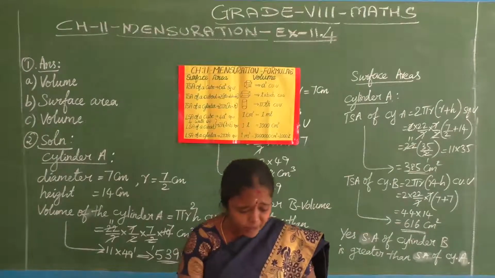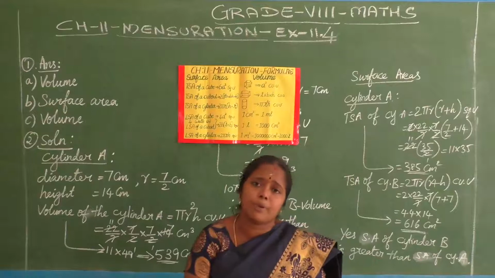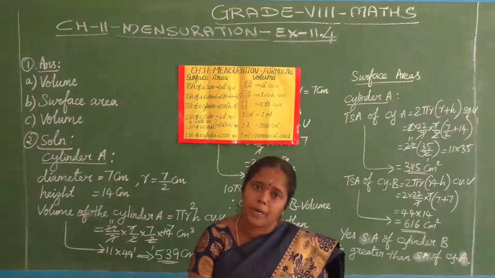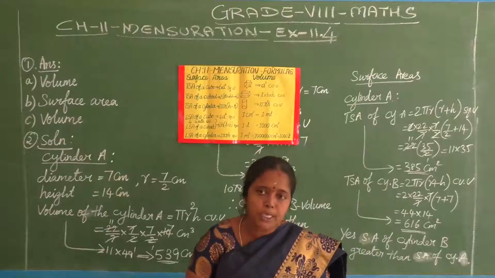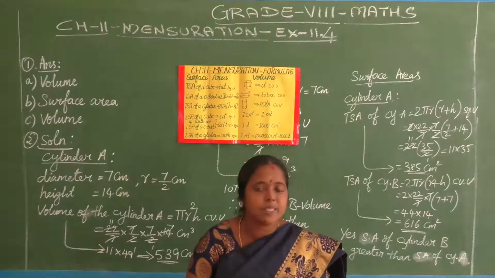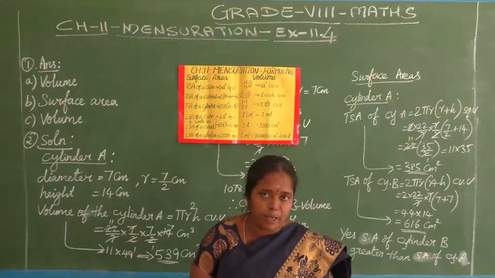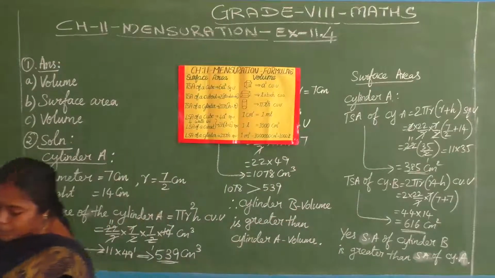Clear? Here we are going to see volume of the cylinder, cube, cuboid. Before going to see related sums, we are going to recall the formula. What is the volume of the cube?